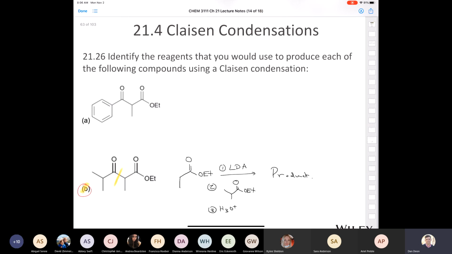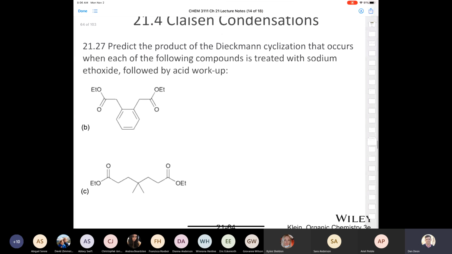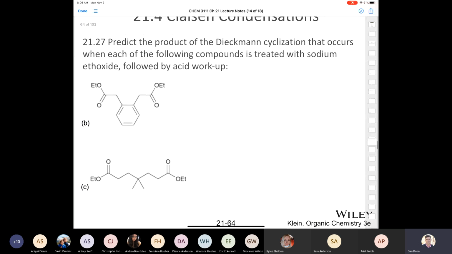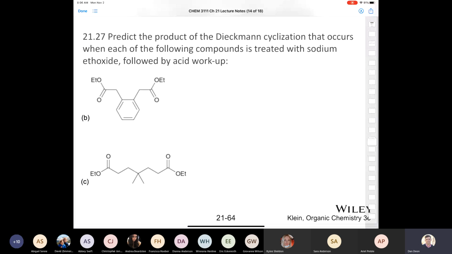Well, let's take a look at another question. This is question 21.27. It says, predict the product of the Dieckmann cyclization reaction that occurs when each of the following compounds is treated with sodium ethoxide followed by acidic workup. So that means the first step, we're going to treat it with sodium ethoxide. And in the second step, we're going to treat it with acidic workup. So we're going to add aqueous acid to that.